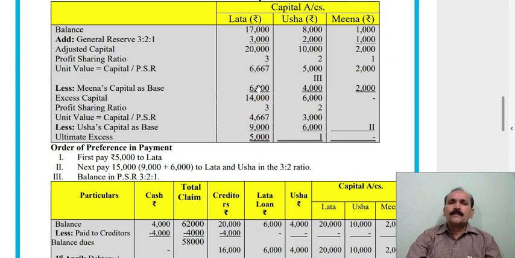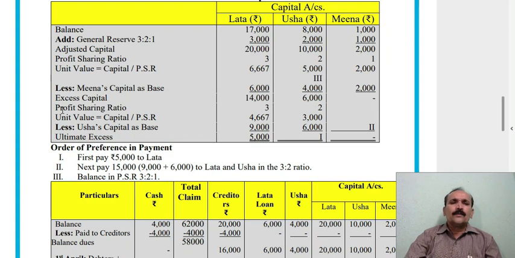Excess capital after the deduction: 6,000 from 20,000, the balance excess capital is 14,000. 10,000 minus 4,000, excess capital balance of Usha 6,000. Then 2,000 minus 2,000, excess capital is nil for Meena.